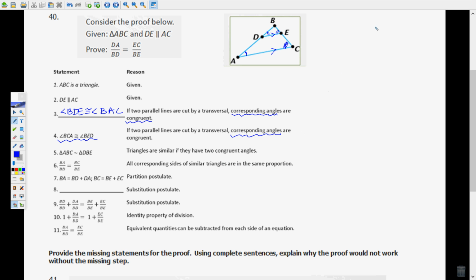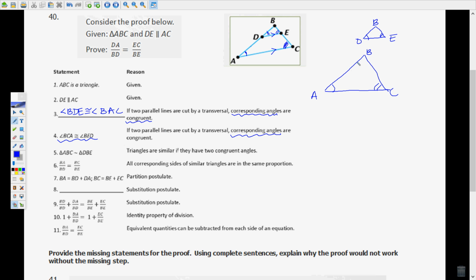So if you take out those two triangles, BDE, and you look at it here, and you look at the larger triangle, BCA, so we're just looking at them separately here, then you can see the sides that are in proportion.